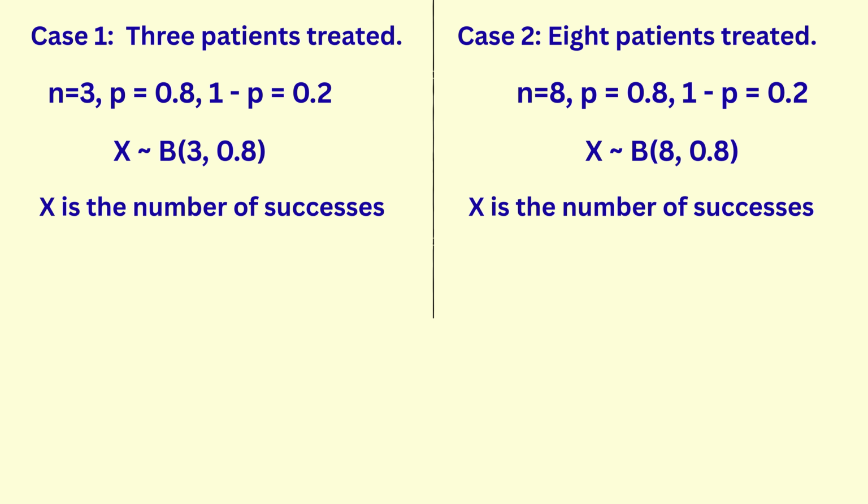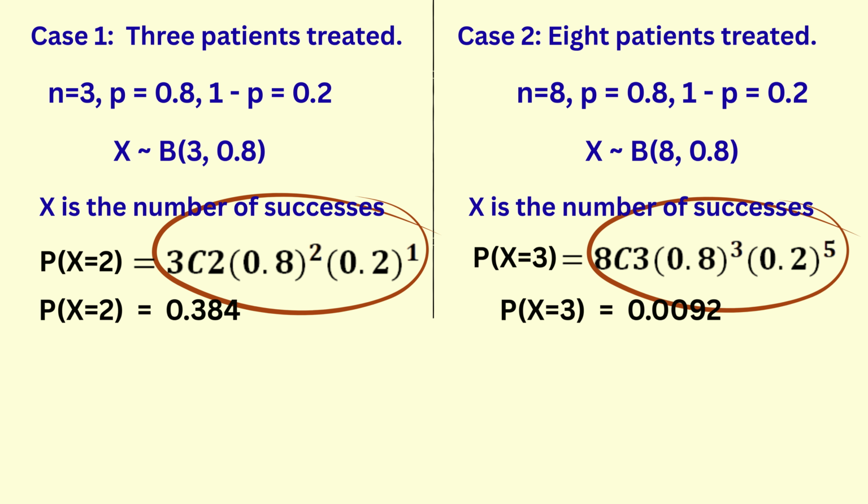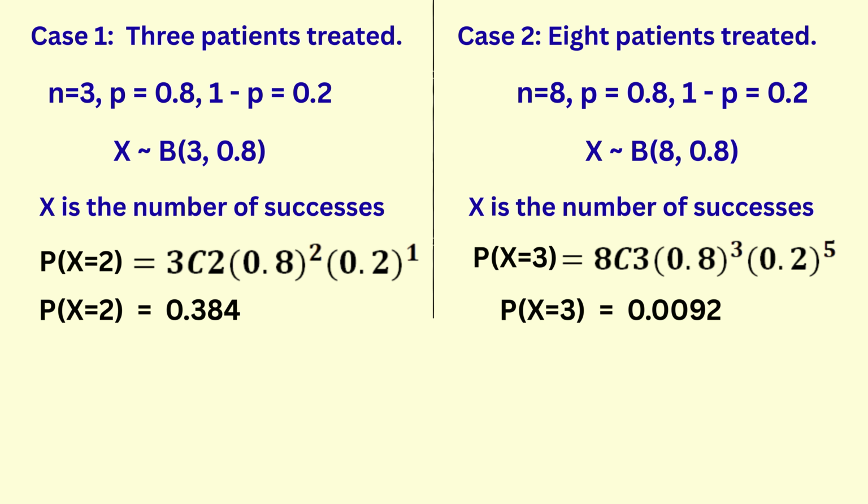In the first question, the probability that 2 patients were successfully treated out of 3 was found to be this, while in the second question, the probability that 3 patients were successfully treated out of 8 was found to be this. Notice the pattern in both cases: the number of trials n, choose the number of successes x, times the probability of success p raised to the power of x, times the probability of failure, which is 1 minus p, raised to the power of n minus x.